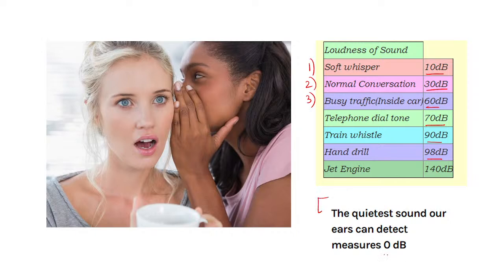Now, what is the quietest sound that a human ear can detect? It is 0 decibels. Up to 0 decibels, a human ear can detect sound. For sound lower than that, the human ear is unable to detect it. So a noisy area will have more decibels, and a quieter area will show a smaller number.